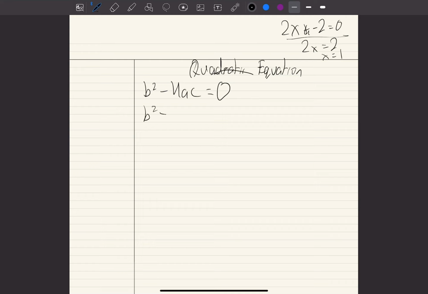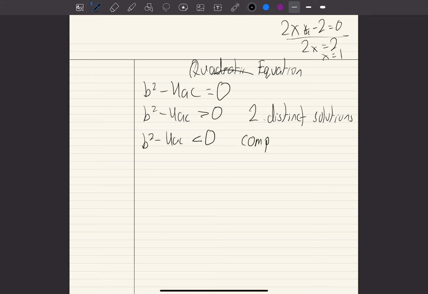And if b squared minus 4ac is greater than 0, and the student says we would have two distinct, meaning unique or different, solutions, he would also be correct. And what about b squared minus 4ac below 0? That would not mean two distinct solutions, nor would that mean no solutions. That would mean complex or imaginary roots. Solutions, roots, whatever, imaginary.